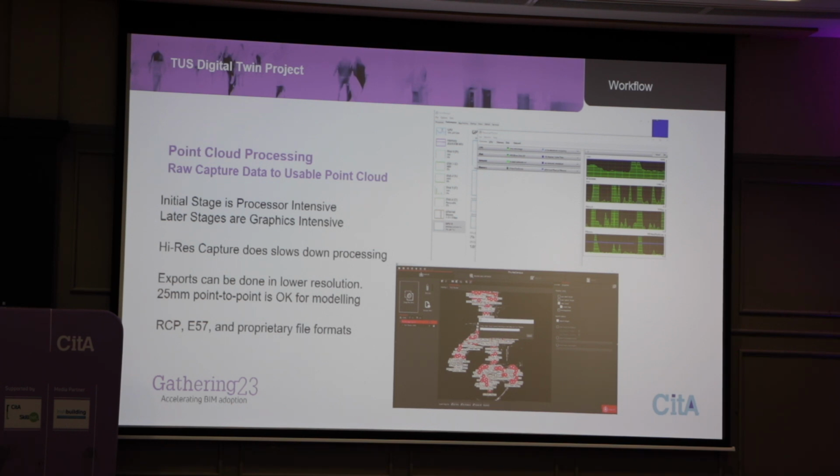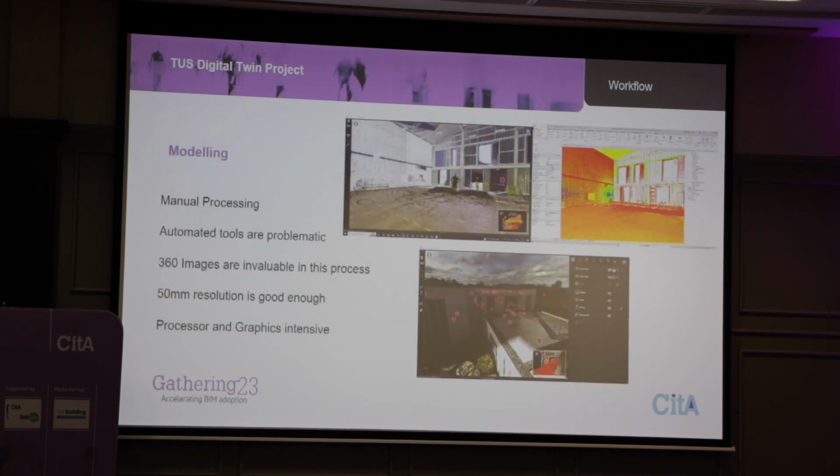25 mil point to point is typically okay for modeling. We've gone as far as 50 mil and it worked out fine. Typical formats, RCP, E57 and other proprietary formats would be used there.